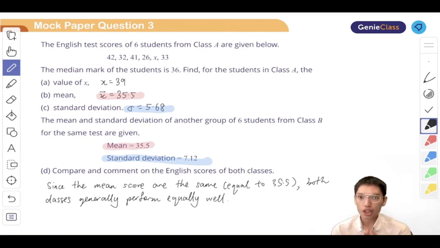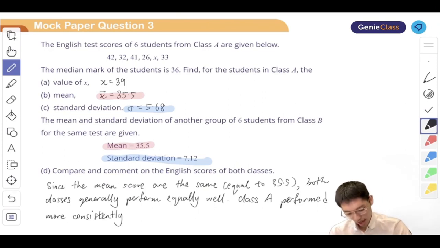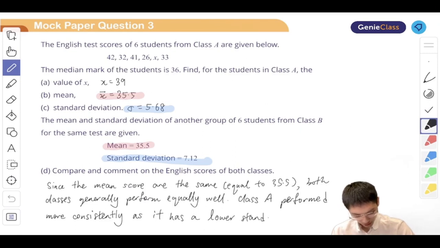However, which one is more consistent? The one with the lower standard deviation. So we say class A performs more consistently, as it has a lower standard deviation. Sorry for that. So two key things we need to take note of: mean and standard deviation. Lower standard deviation. Alright, so take note.